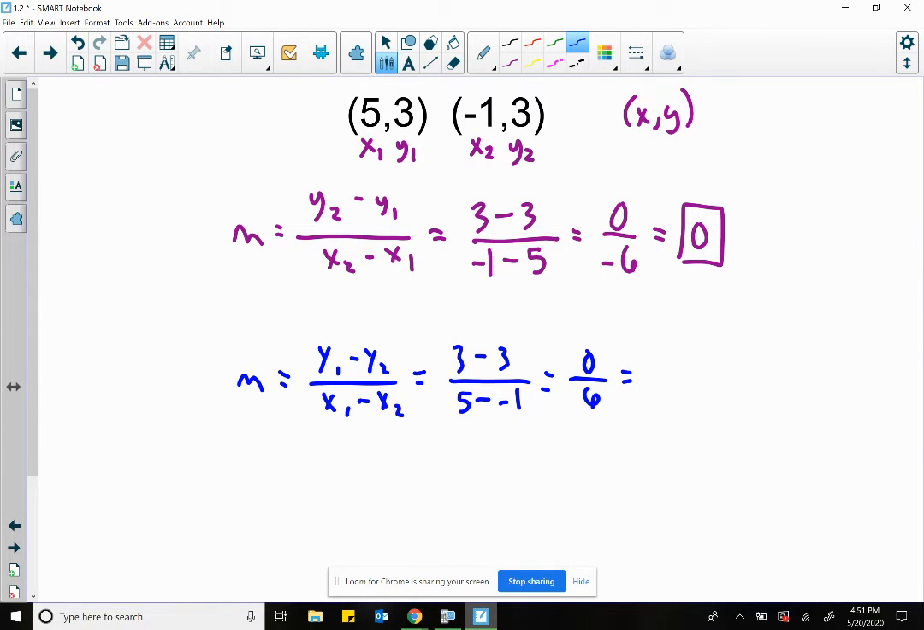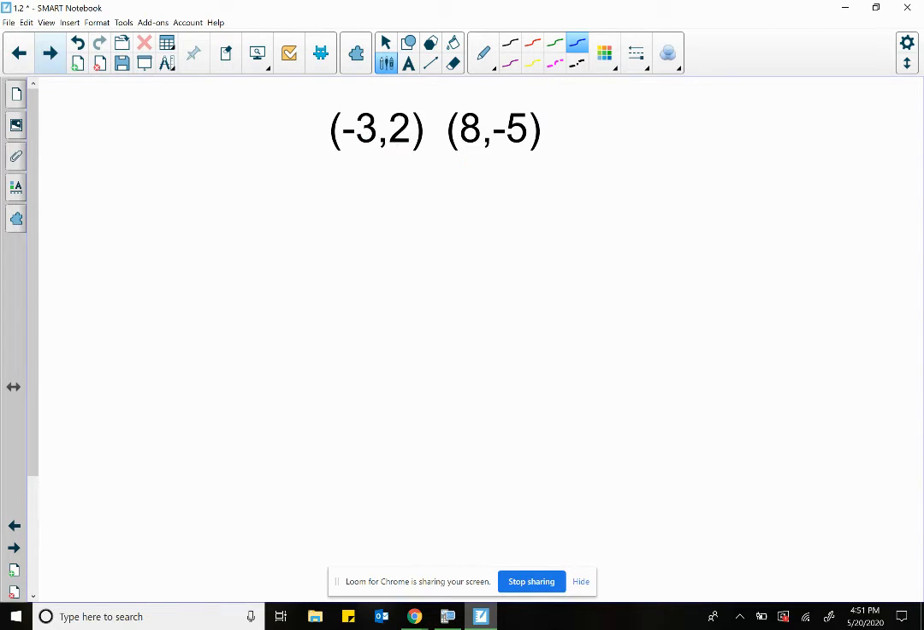So notice that when I use mine, all that it does to this is switch the signs. Okay? If you were positive here, you became negative. If you were negative, you became positive. That's all using y1 minus y2 all over x1 minus x2 does. It switches the signs between these two fractions. That's it. Okay? So 0 over 6 becomes 0. Same exact answer. It doesn't matter which formula you use, you're going to get the same exact answer. All right, your turn. Go for it.